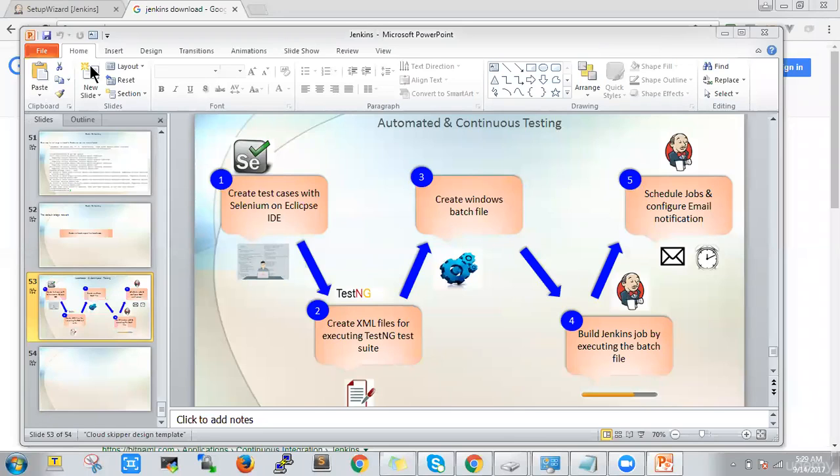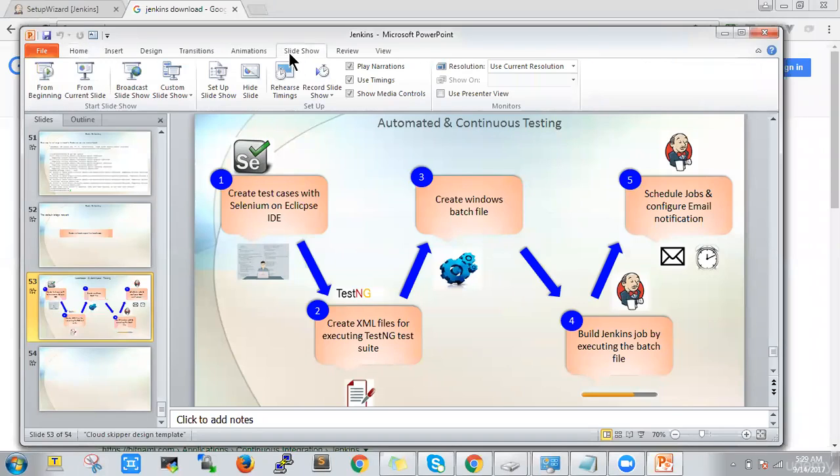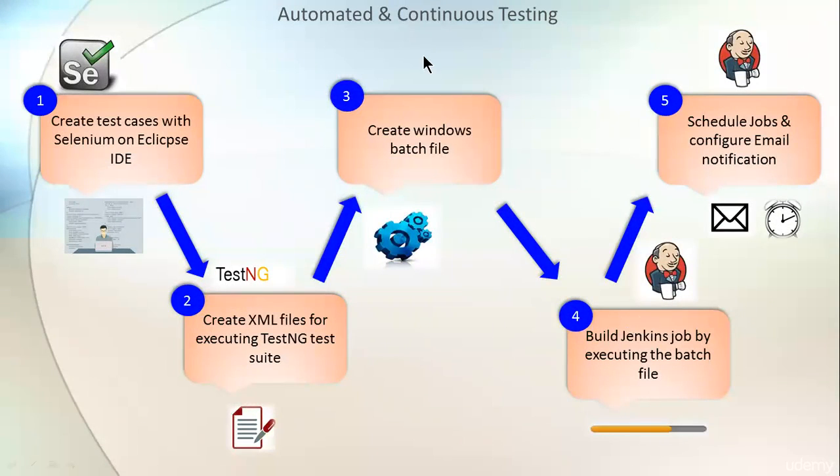Hello everyone, in this video we are going to see what are the different software required to perform the automated and continuous testing. To do that, we'll follow this slide. As we discussed, we have a 5-step process to perform the automated and continuous testing. So first we'll see how we can install the Jenkins on Windows system.